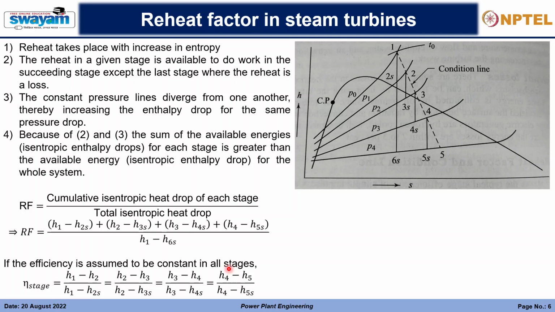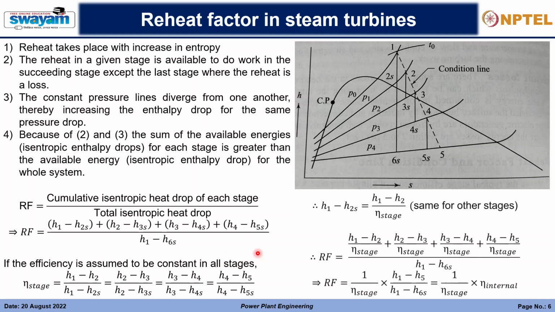Similarly, for all the cases, let us assume that the efficiency of the stage is constant, though that may not be the case. So if I assume, h1 minus h2s will be equal to h1 minus h2 divided by eta stage. Each isentropic enthalpy drop would be equal to the irreversible adiabatic drop divided by eta stage. So we can convert this whole equation like this, right? We are considering eta stage to be constant for all the stages.